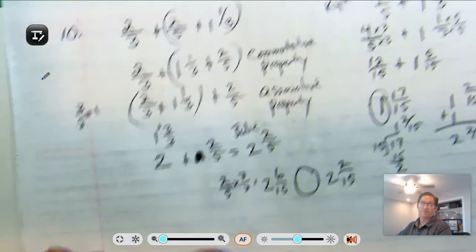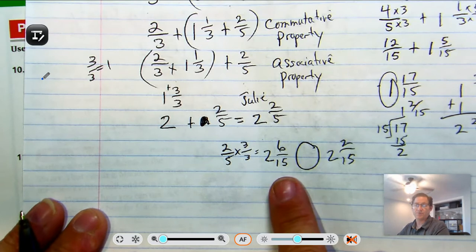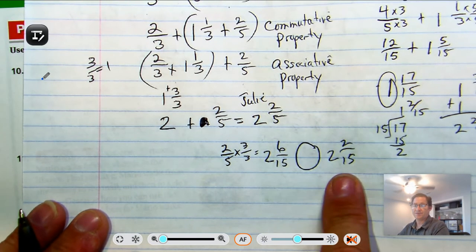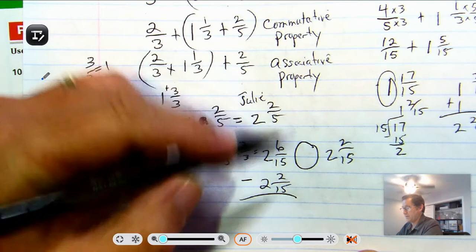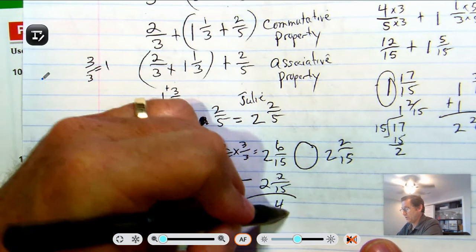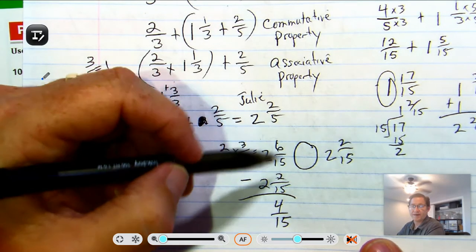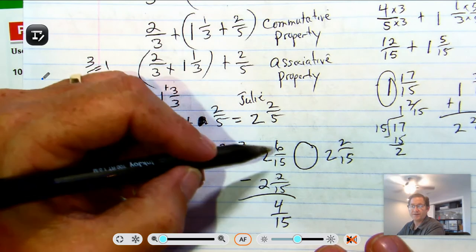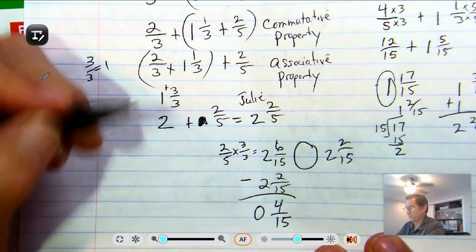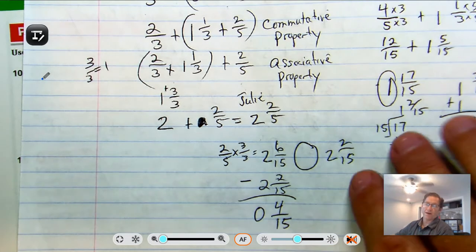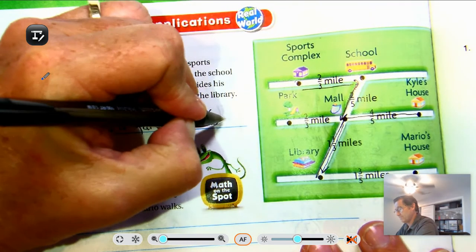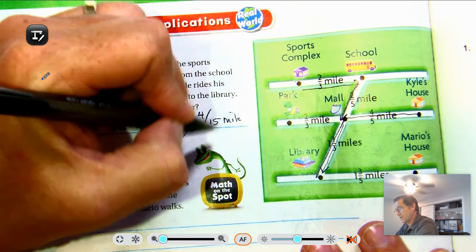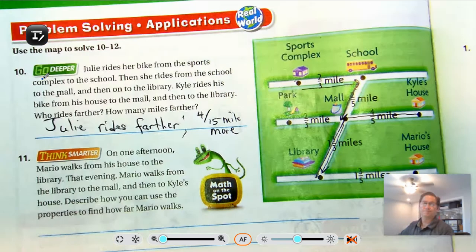How much farther? Well, she's at 2 and 6/15. He's at 2 and 2/15. We can just subtract those two. 6 take away 2 is 4. So 6/15 minus 2/15 is 4/15. And 2 take away 2, that's just 0. So she just rides 4/15 more mile.